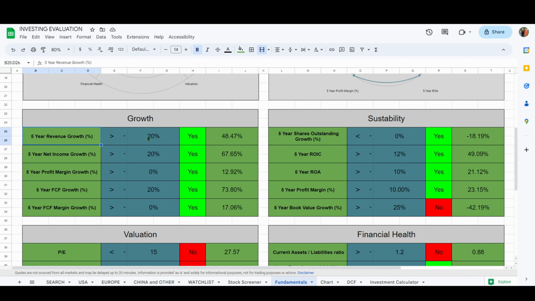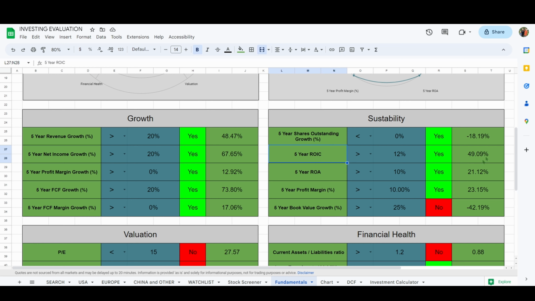So we have 5-year revenue growth over 20%, 5-year net income growth over 20%, 5-year profit margin growth over 0%, which basically shows us that the profit margin is not going down and that the company can afford to raise prices. And also the same metrics with the free cash flow, the 5-year free cash flow growth and 5-year free cash flow margin growth. Now for the sustainability, we have 5-year shares outstanding growth, which should be below 0 because we don't want the shares to go up.